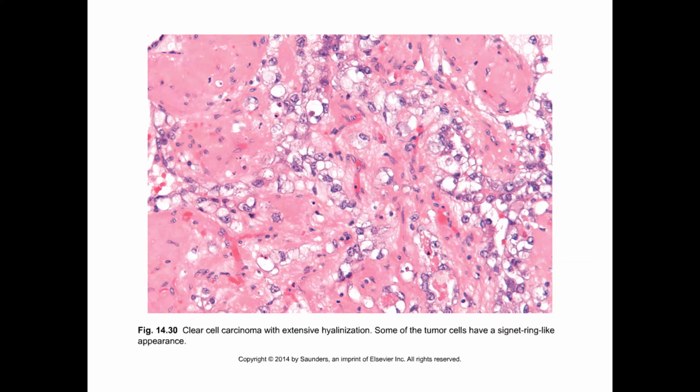Here's a tumor that's become very extensively hyalinized. We see the cords of tumor cells with clear to slightly foamy cytoplasm, but we have this very hyaline stroma without evidence of sort of glandular or cystic structures. They've been compressed by the stromal tissue.